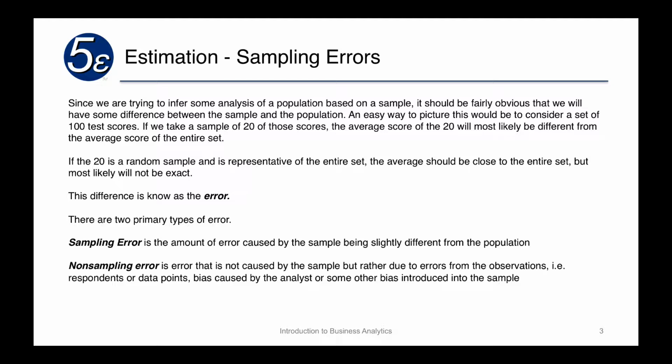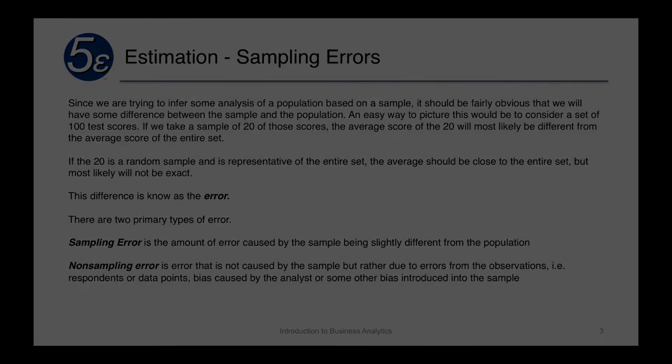There's the sampling error, which is the amount of error caused by the sample being slightly different from the population. This is just random chance error. We take our sample, and the difference in our mean, for example, is just slightly off from the population. There's nothing wrong with the sample, it is representative, and everything else that we did was fine, and it's just a random chance of being off.